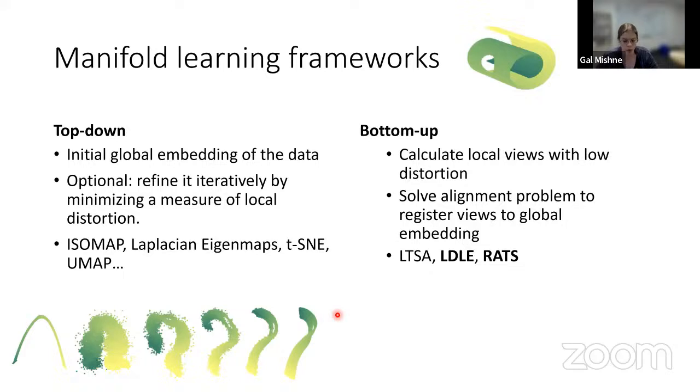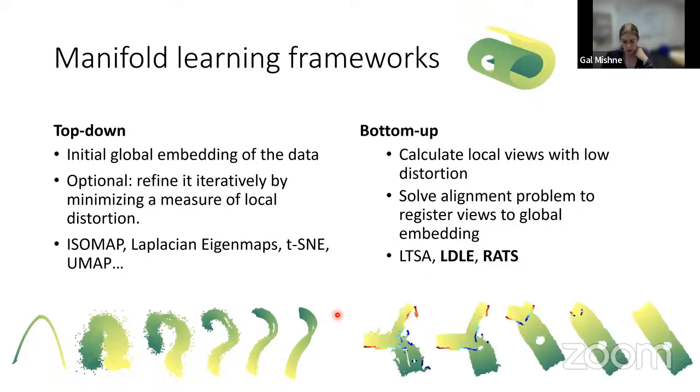And in this framework, we first calculate local views with low distortion for data points. And then we're going to solve an alignment problem in order to get a global embedding. So one version of this is LTSA from Zhang. And we've developed two techniques for this, which I'll be talking about today, LDLE and RATS.